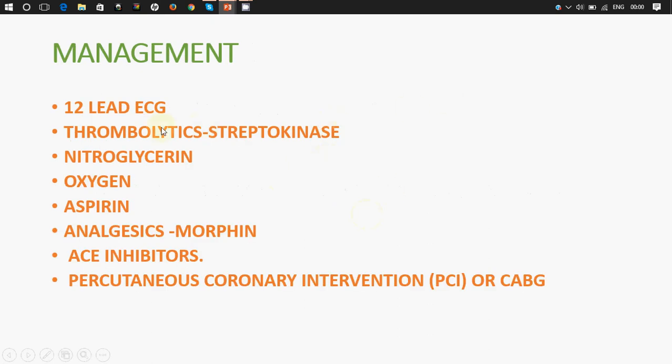Management: first you have to do a 12-lead ECG, then give thrombolytics. Thrombolytics will lyse the thrombus, for example streptokinase. Then nitroglycerin, a vasodilator. After giving nitroglycerin, it will dilate your vessels, so there will be more blood flow. Oxygen is important. Then aspirin, then analgesics, for example morphine. Aspirin, oxygen, nitroglycerin are the main medicines. Then ACE inhibitors. The last method is percutaneous coronary intervention or CABG. So this is the management.